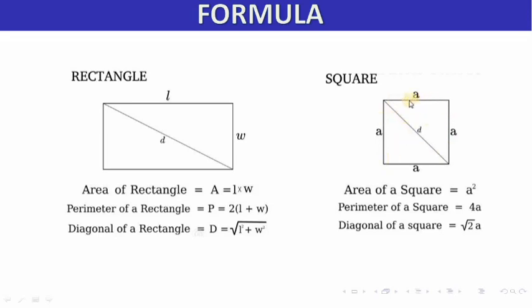Now if each side of the square is a, then the area of the square will be a square, the perimeter of the square will be 4a, and the diagonal, that is this, will be equal to root 2 a. Remember, this a is outside the square root sign. You may pause the video and note down these two figures and their respective formulas.